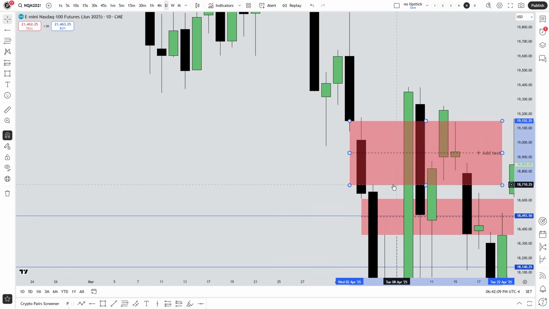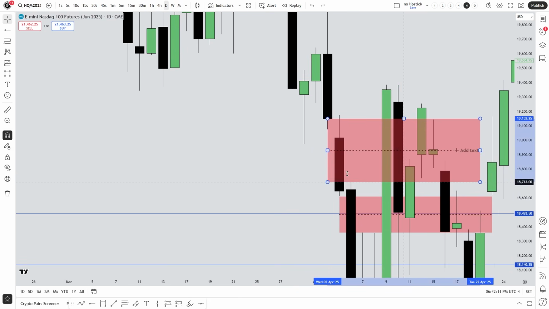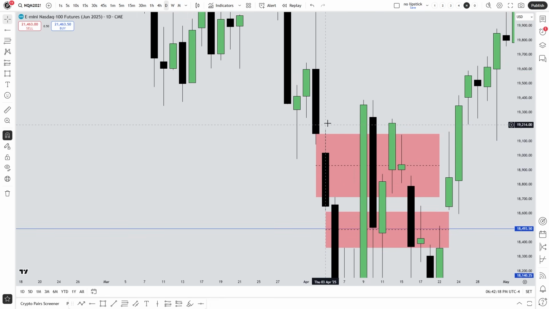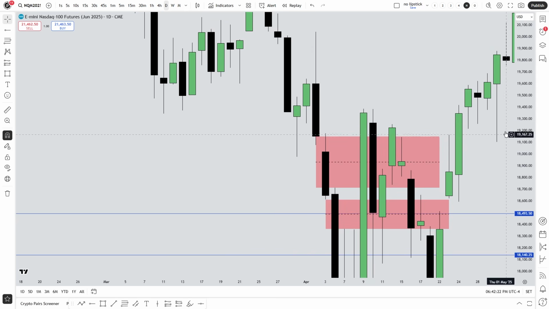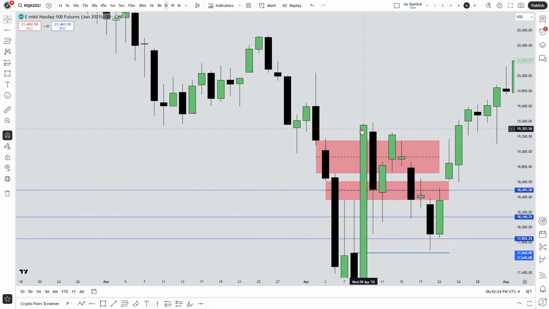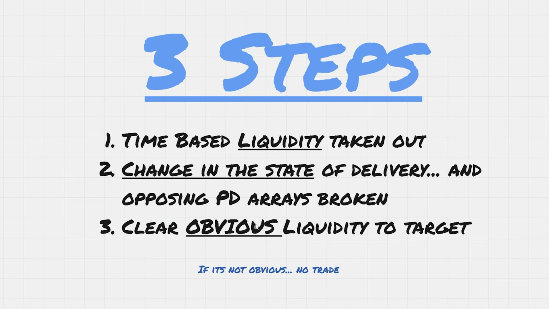Because ICT teaches to include the volume imbalance if there is one in a fair value gap. So see the separation between that close and that open. You want to include that in the fair value gap and the fair value gap right above it. So what happened? We had 3 bearish fair value gaps get broken by this candle's close. That to me tips the hand that, okay, now I need to start looking for clear liquidity pools to target. Back to this previous slide. Clear, obvious liquidity to target.